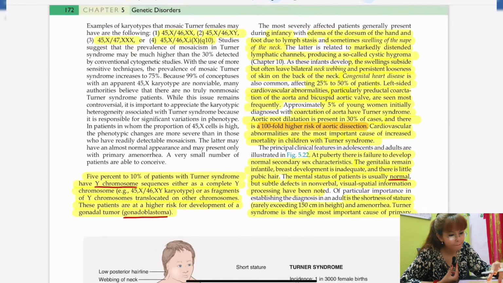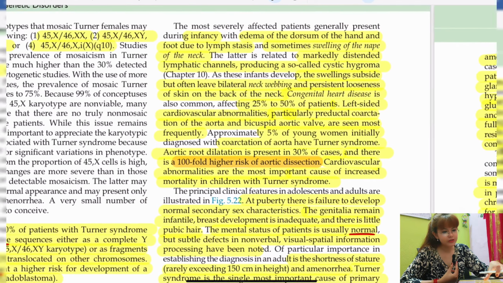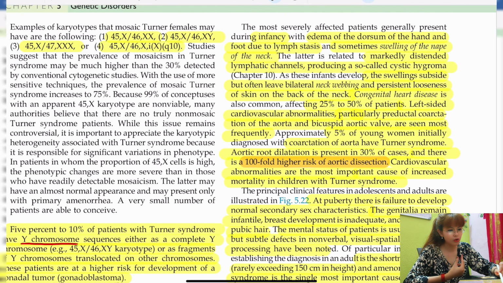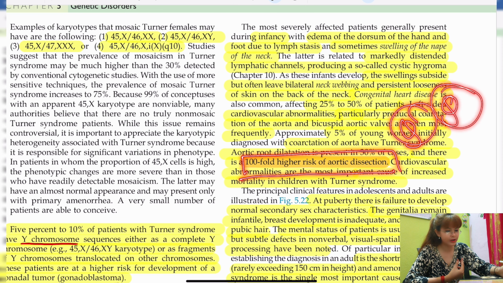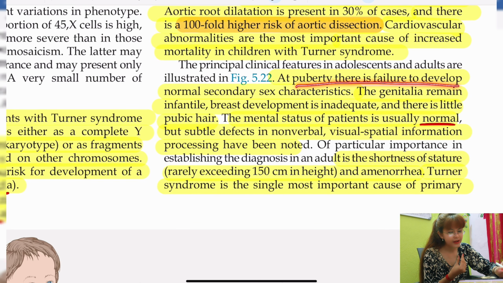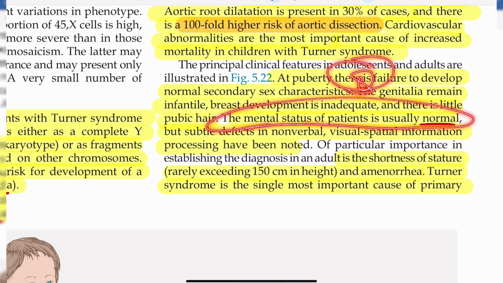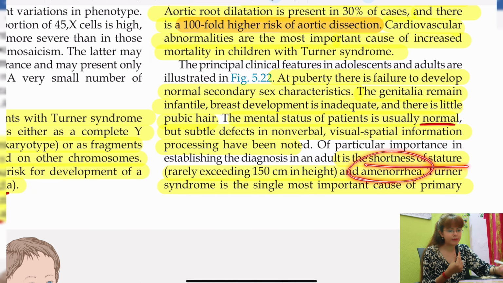Very important. The other features obviously include that they have edema of the dorsum of the hand and the foot due to lymph stasis, bilateral neck webbing, congenital heart disease. They also have aortic root dilatation, and therefore they have a 100-fold higher risk of aortic dissection. Very, very important point. At puberty, there is a failure to develop the normal secondary sexual characteristics. The mental status is usually normal. Very important. There is short stature with amenorrhea.